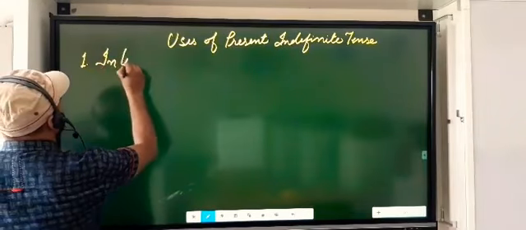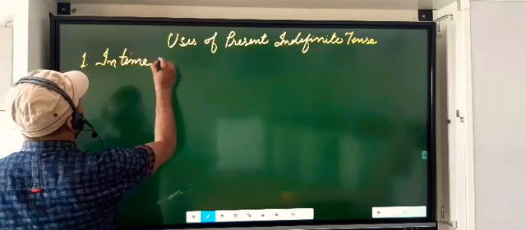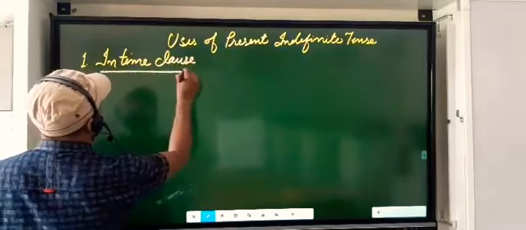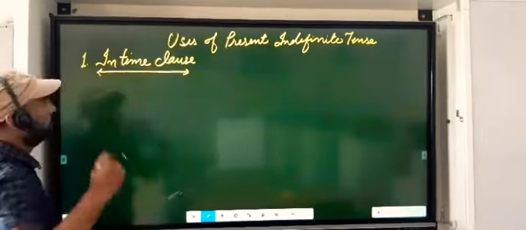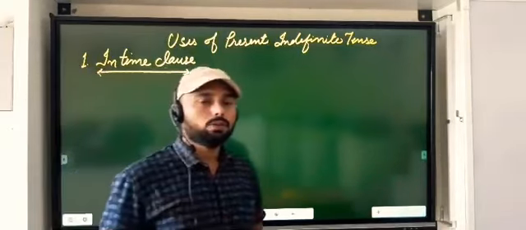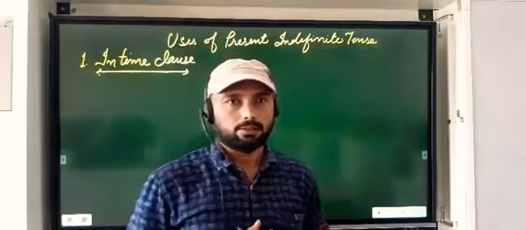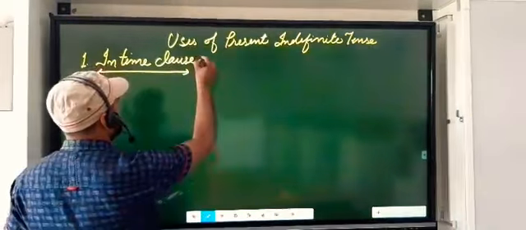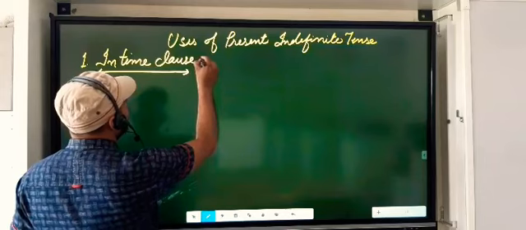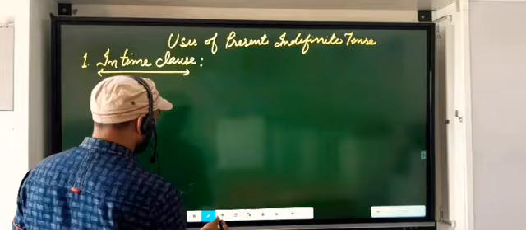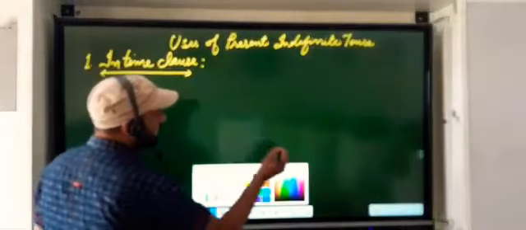In time clause. When we use a time clause, there is a certain rule to use present indefinite tense. We have to keep in mind how to find out a time clause. When we talk about a time clause, some conjunctions of time are used here.